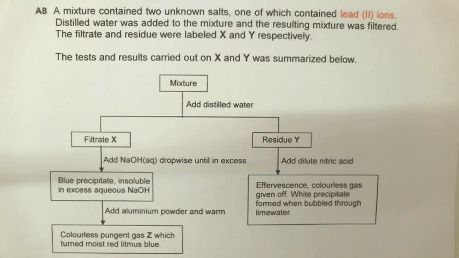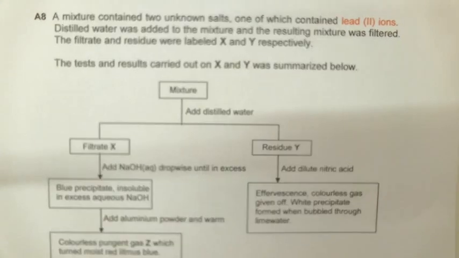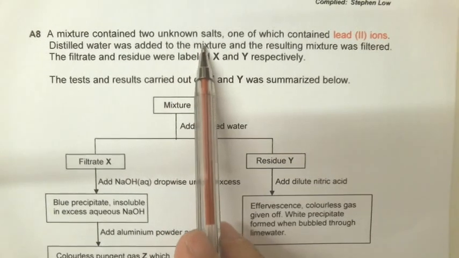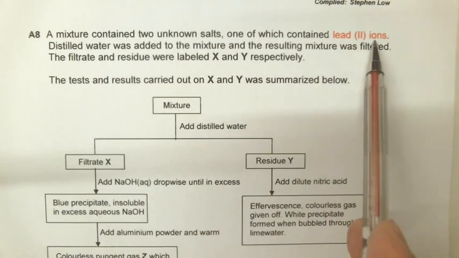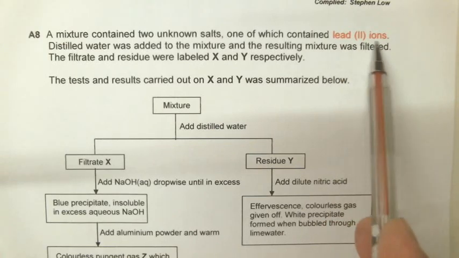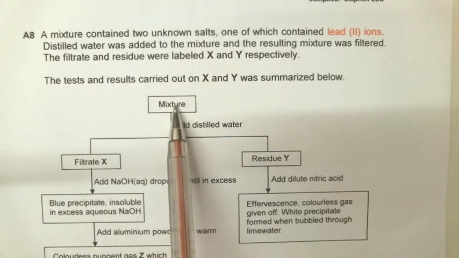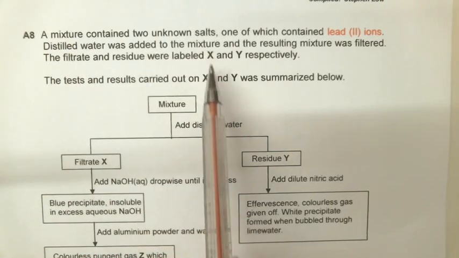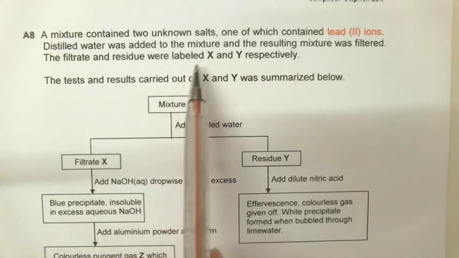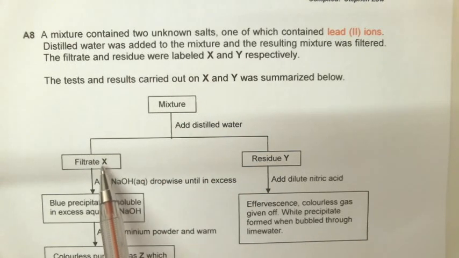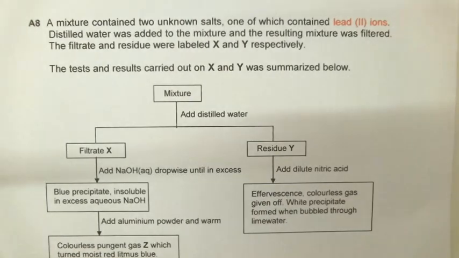Click on chemical analysis. Let's look at this question over here. You are provided with a mixture of two unknown salts, one of which contains lead ions, but whether it is lead carbonate, lead sulfate, or lead nitrate, we don't know. The mixture was added with distilled water, diluted, and the residue and filtrate were labeled X and Y, and then you can have it shown over here.